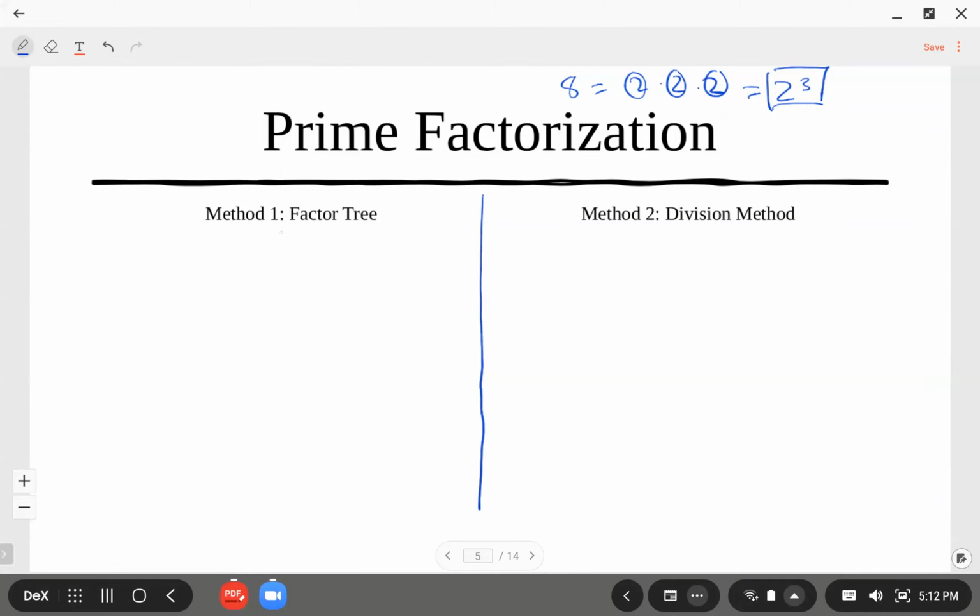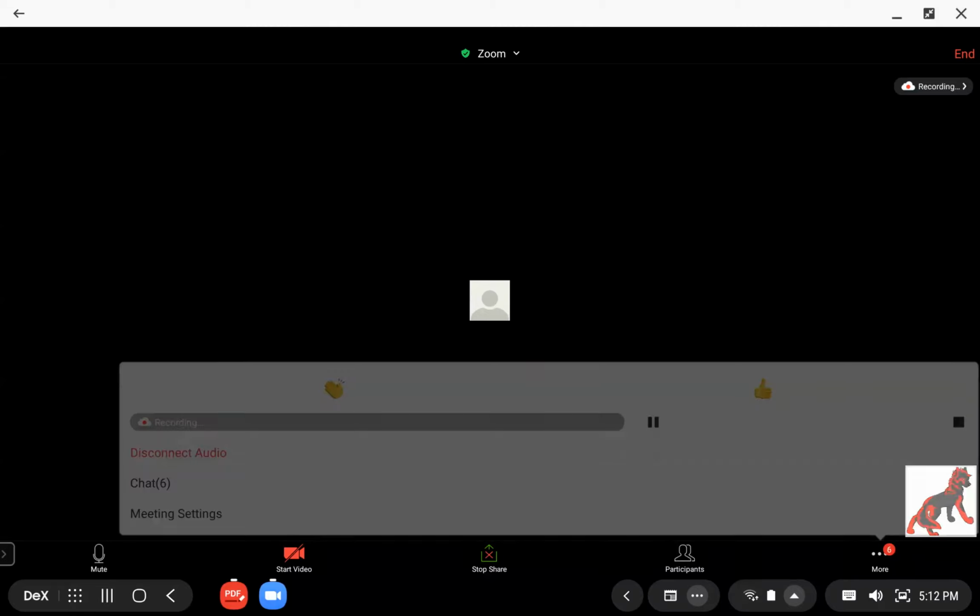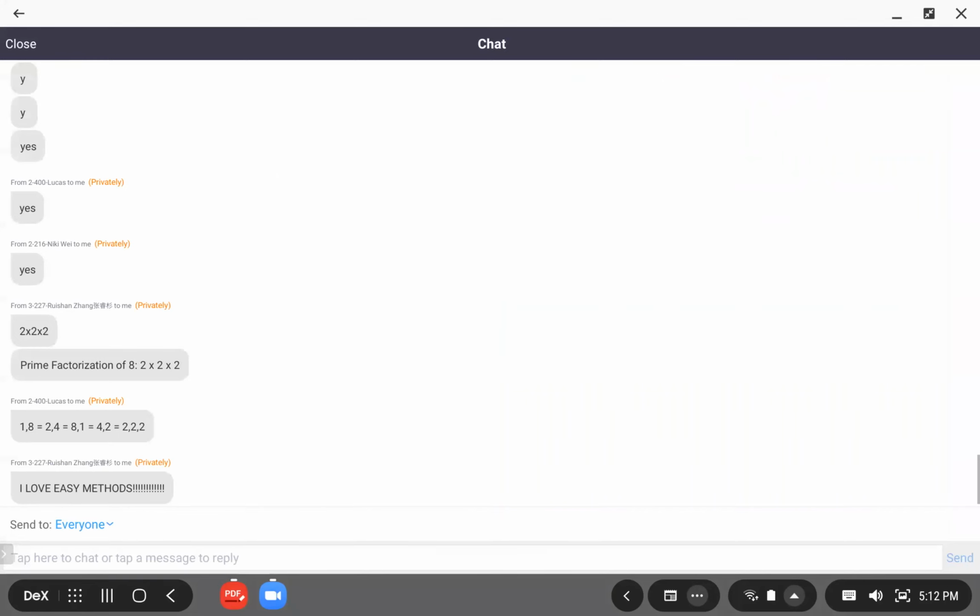So let's say we're trying to find the prime factorization of 100, okay? And then you put 100 at the top, right? And what are 2 factors of 100? So please put in the chat, what are 2 factors of 100? Okay, what are two factors?